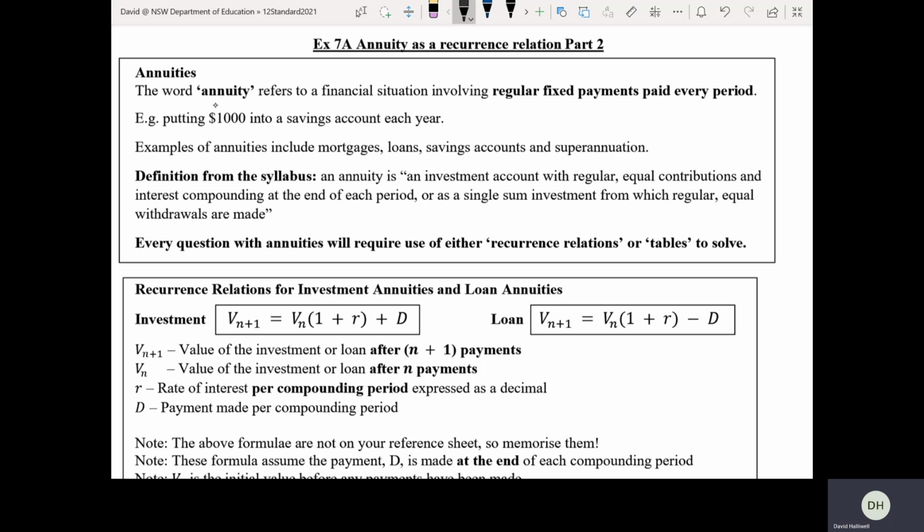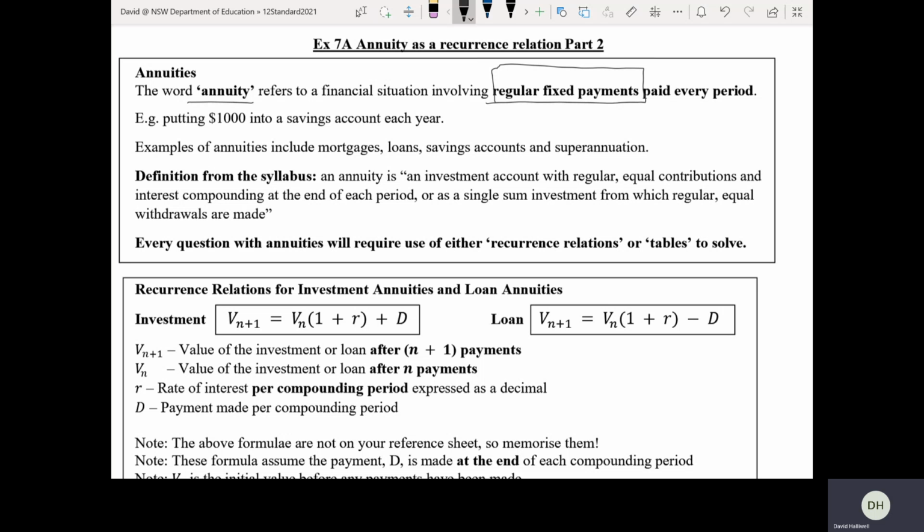Okay, so whenever you see the word annuity, it refers to a financial situation involving regular fixed payments. And that's the key thing, paid every time period. So, for example, a regular fixed payment might be putting $1,000 into a savings account each year, or the same amount. It doesn't have to be $1,000. You could be putting $500 into a savings account every month, for example, as long as you've got a fixed amount for a fixed period. You're putting in a fixed amount repeatedly throughout that fixed period.